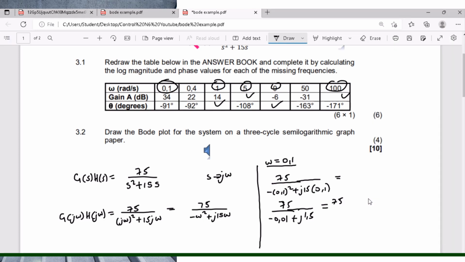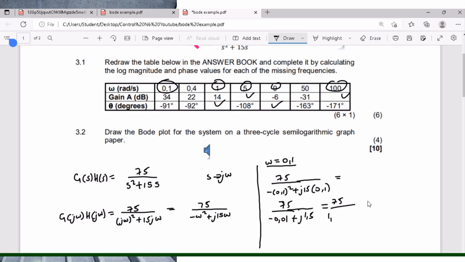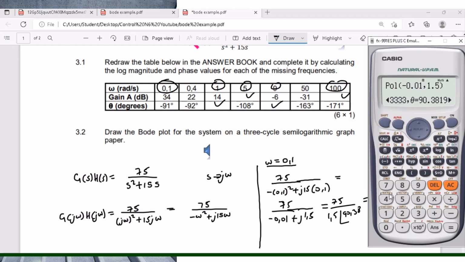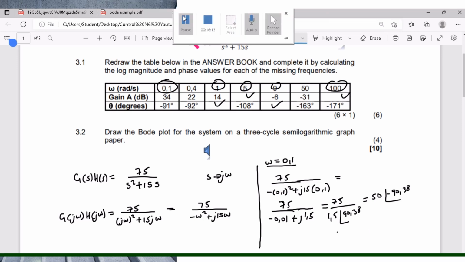Now I have 75 over 1.5 and 90.38, so I have 1.5 angle 90.38. To divide this, I say 75 divided by 1.5. I'm getting 50. The angle I'm taking it to the top will be negative 90.38. So if you check now, the angle minus 90 is there. It's just that here they got minus 91; they rounded it off.